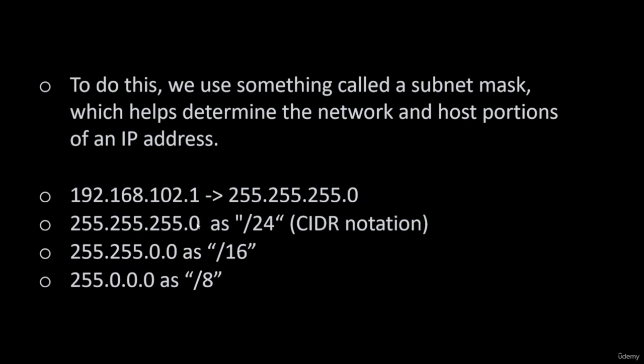If 8 bits are for the host, how can we calculate the number of addresses? Using the formula 2 raised to power n, so 2 raised to power 8. In this case, there will be 256 hosts for the subnet mask. You can also denote a subnet mask like /16, which means 16 bits are for the network and 16 bits are for the host. Then next we have /8, which means 8 bits are for the network and the remaining 24 bits are for the host. If 24 bits are for the host, then the number of addresses is 2 raised to power 24.